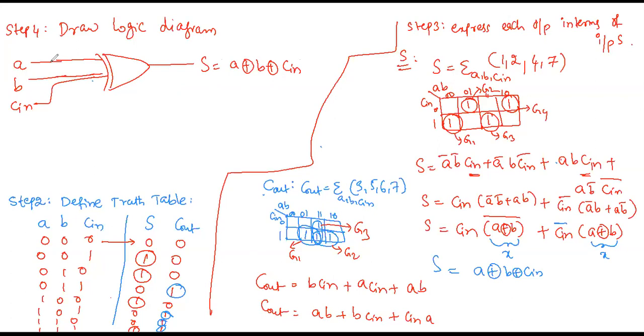Next, AB plus BC in plus C in A. You know how to draw the logic diagram for the given expression. So AB, take A, take B, AND. Next, take B, C in. This is B, take C in. Next, take C in A. Take the A from here.